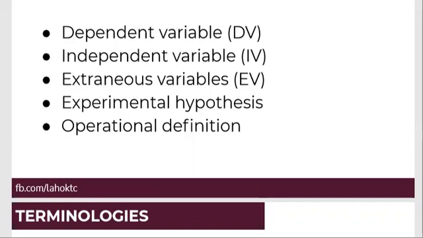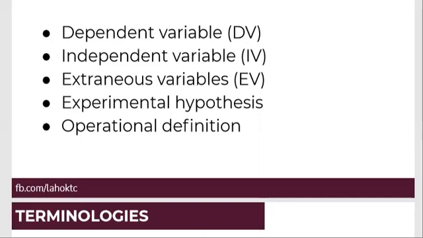Okay. On the other hand, we have the extraneous variables. Extraneous variables are different from the independent variable. So basically, extraneous variables are referring to those variables that really affect the results of the dependent variable. For example, researchers usually control all or almost all of the factors or extraneous variables whenever possible.